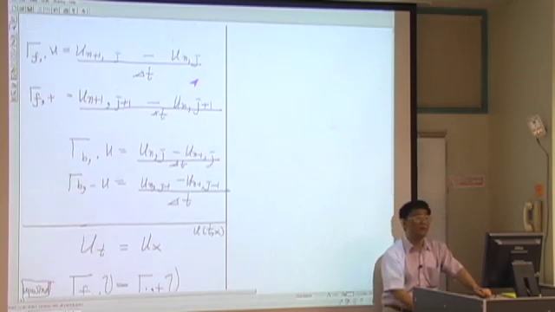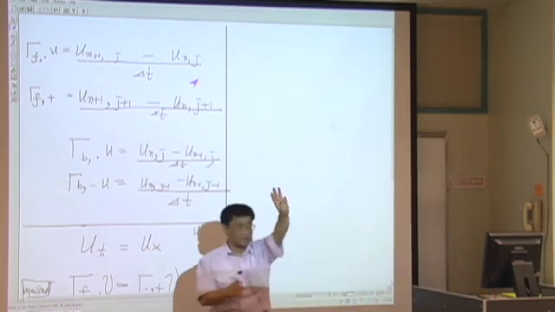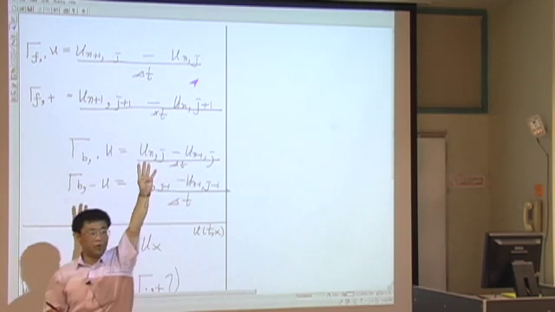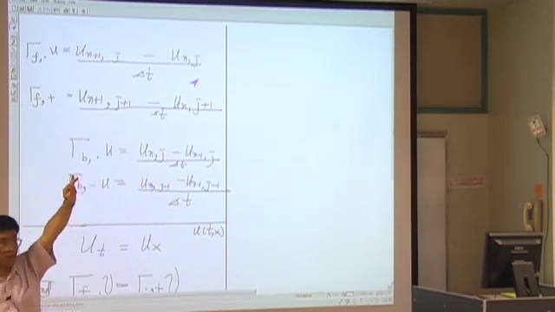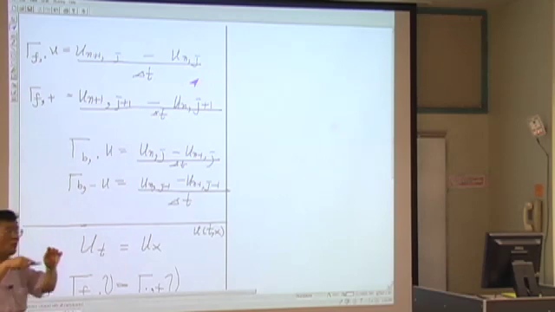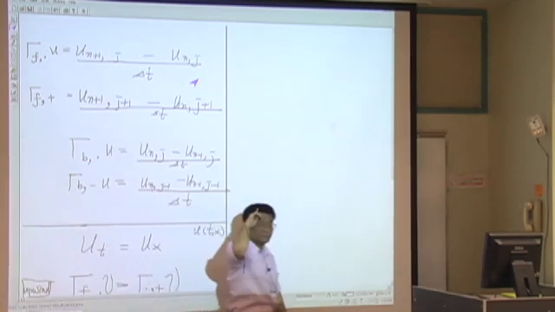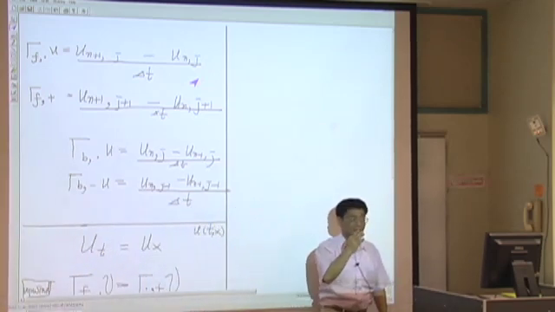Forward, backward. F is not a function. F is forward. So I decided to use three letters: forward, backward, and center. It's very intuitive, right? F means forward difference, right? B means backward difference. C means center difference.